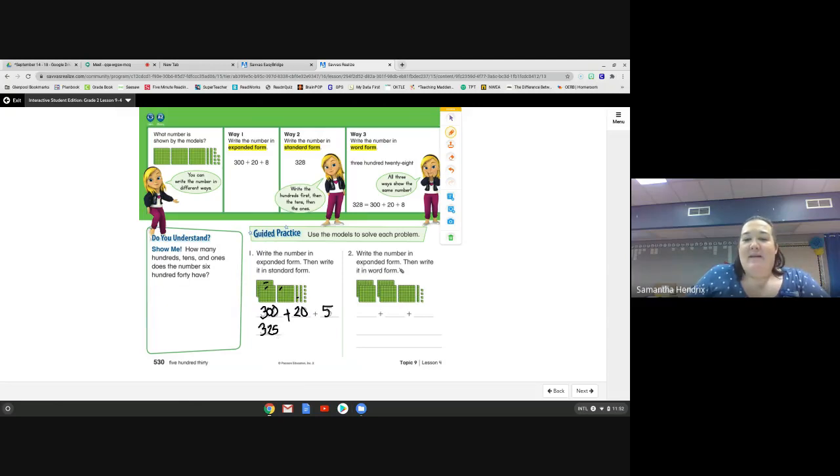So let's look. It says write the number in expanded form, then write it in word form. So I'm going to count and go 1, 2, 3, 4, 5. So we have 5 hundreds. So that is going to be 500. Okay. How many 10 rods do we have? 1. So we're not just writing 1, we're writing the value, and that's 10. Okay. How many ones cubes? 4. Good.